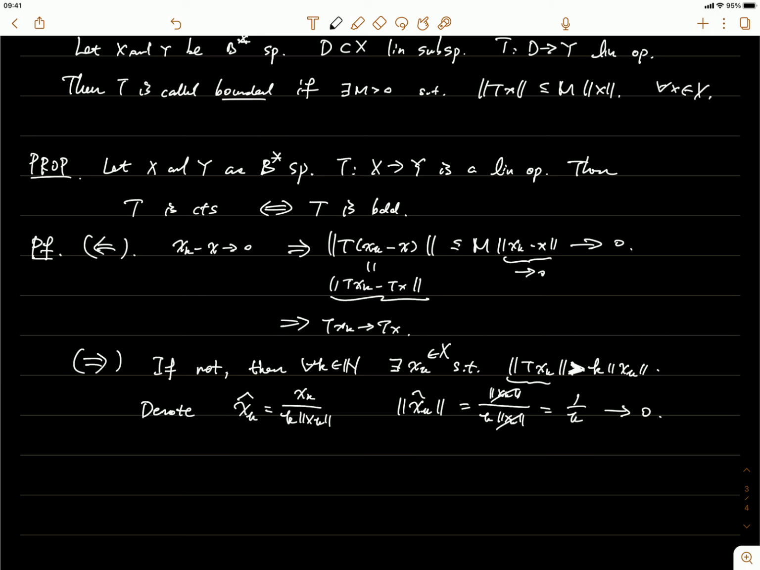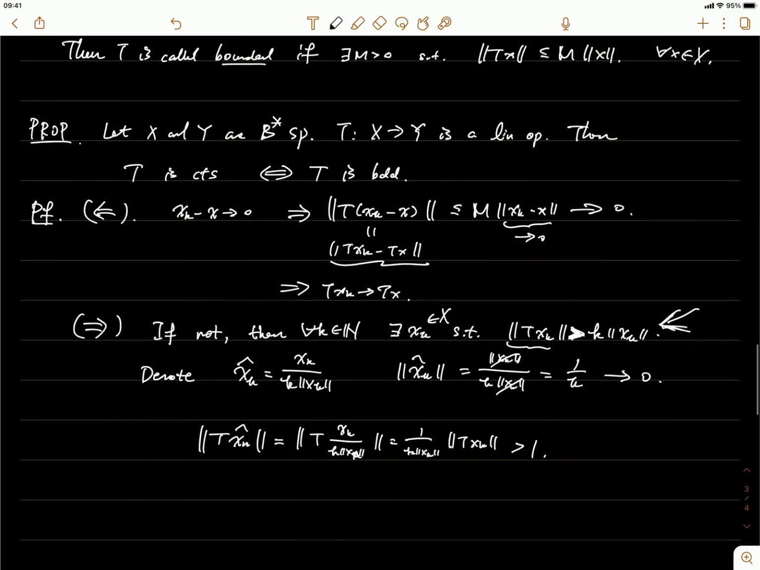But on the other hand, let's look at Txk hat. According to what I have here, it is equal to T of xk over k times the norm of xk. The k times the norm of xk in the denominator is just a scalar, so I can pull it out. So I have 1 over k times the norm of xk, and then Txk. And according to our assumption, by the definition of xk, the norm of this is bigger than 1.